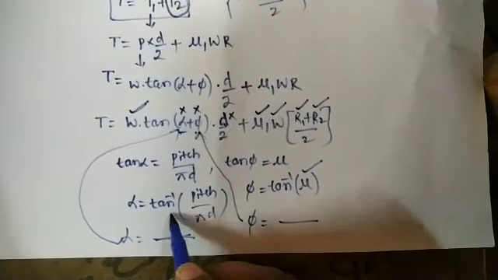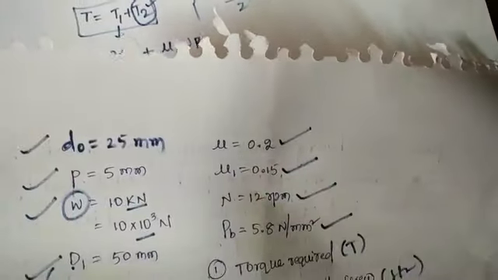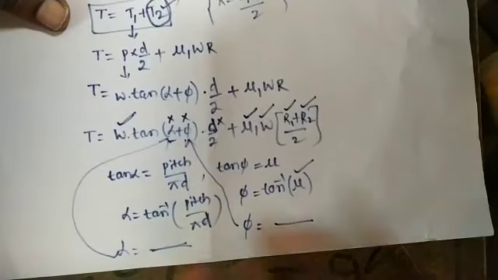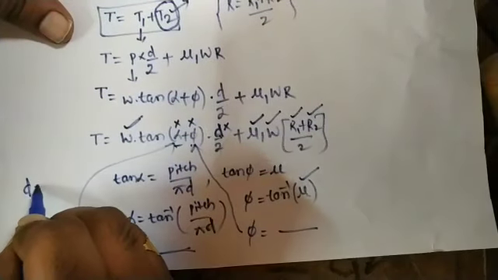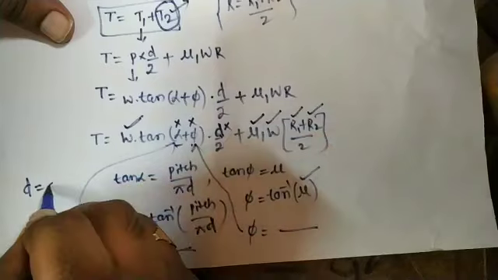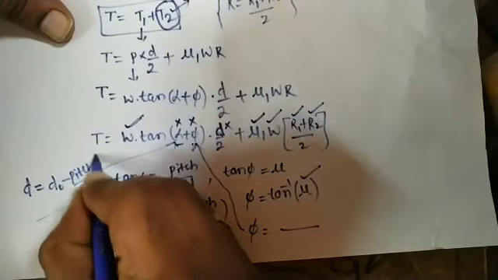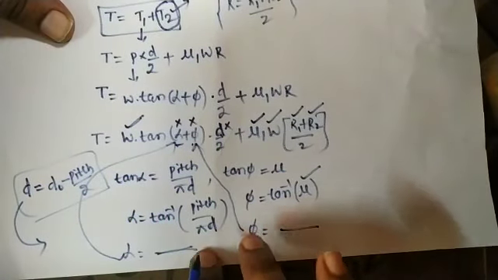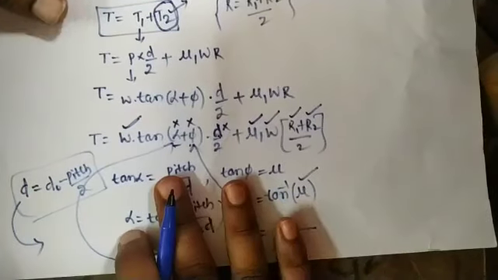But in this case, small d is an unknown value. In this question, d0 is given. d0 means nominal diameter, small d means mean diameter. But how can you calculate the d value? We know one formula, d equal to d0 minus pitch by 2. By using this formula, calculate d, and after that substitute in this formula or equation. So this is the procedure.